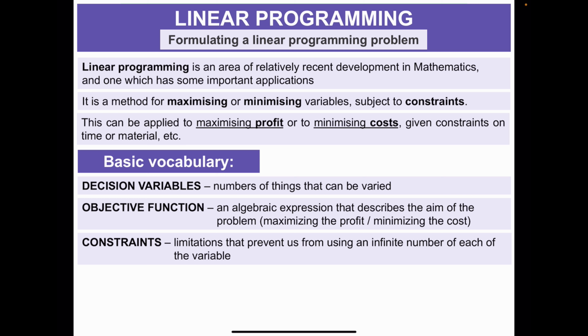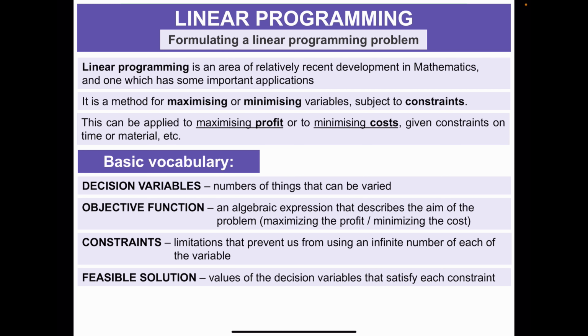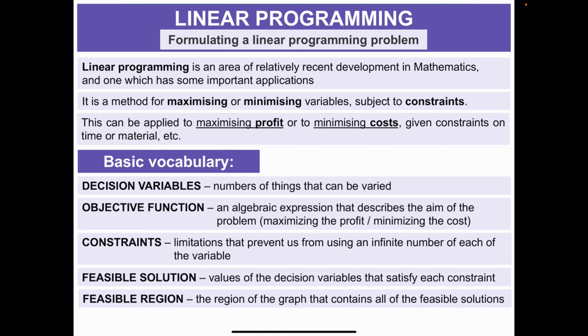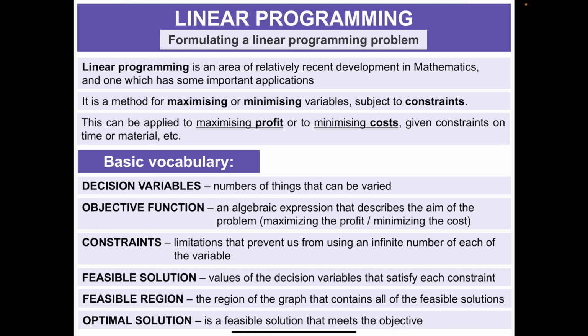Then we have the constraints. As I said before, those are the limitations that prevent you from using an infinite number of each of the variables. Then we have a feasible solution. That is a solution, or the values of the decision variables, that satisfy each of the constraints. Then you have a feasible region. That is the area or region on the graph that contains all of the feasible solutions. And then you have the optimal solution, which is a feasible solution that meets the objective.